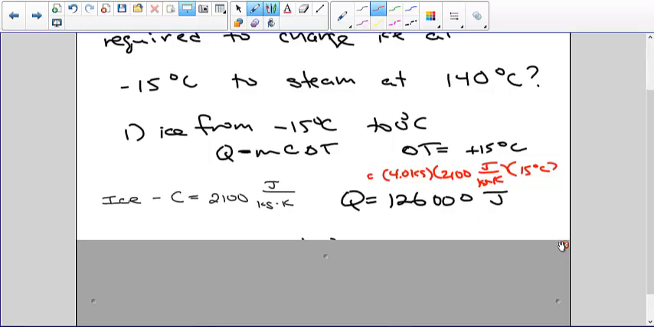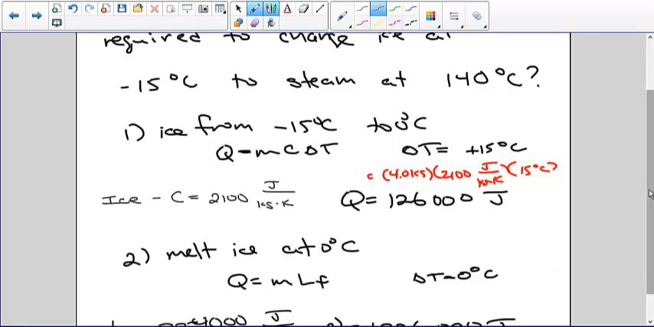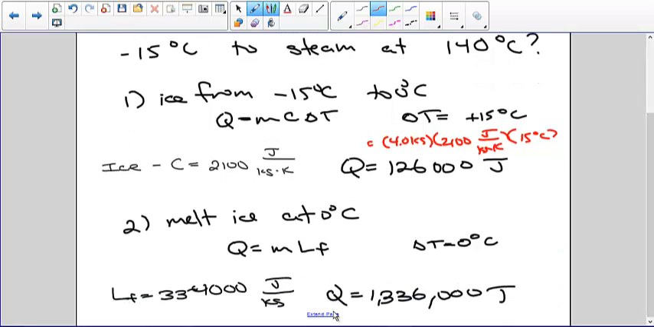Okay, so now once it's at 0 degrees C, you melt the ice. There we use the phase change relationship. The amount of energy is just the mass times the latent heat of fusion. The latent heat of fusion, I must have copied it from the previous page, we'll assume it's 334,000. So that times 4 gives you 1,336,000. So it takes more than 10 times as much energy to melt ice than it does to raise it from -15 to 0.